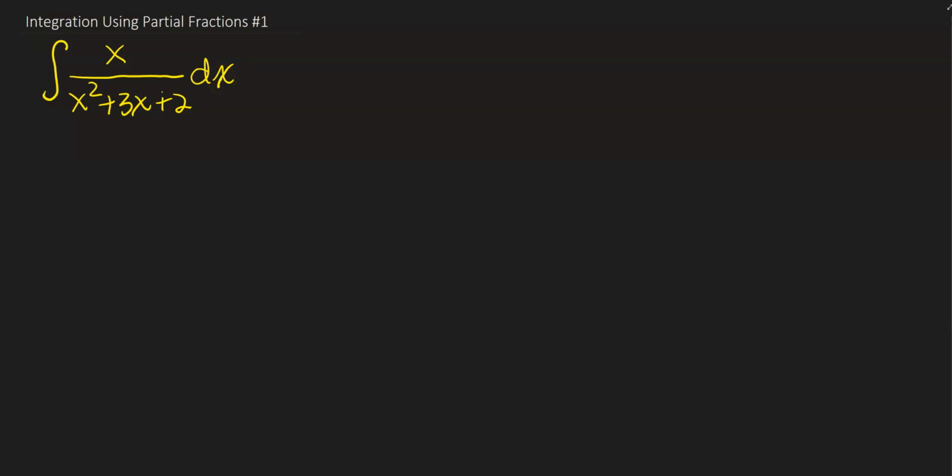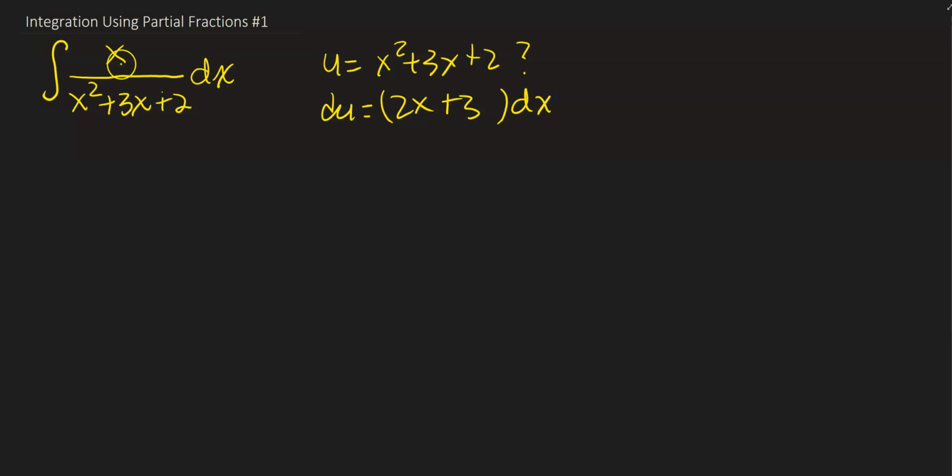x. Now, when you think about this problem, some of us might think, well, can we just let u be x squared plus 3x plus 2? Well, let's try that. du will be 2x plus 3 dx, but we only have x right there. You can manipulate this somehow to figure that out, but I think that might be a longer process and it might not even work, right?